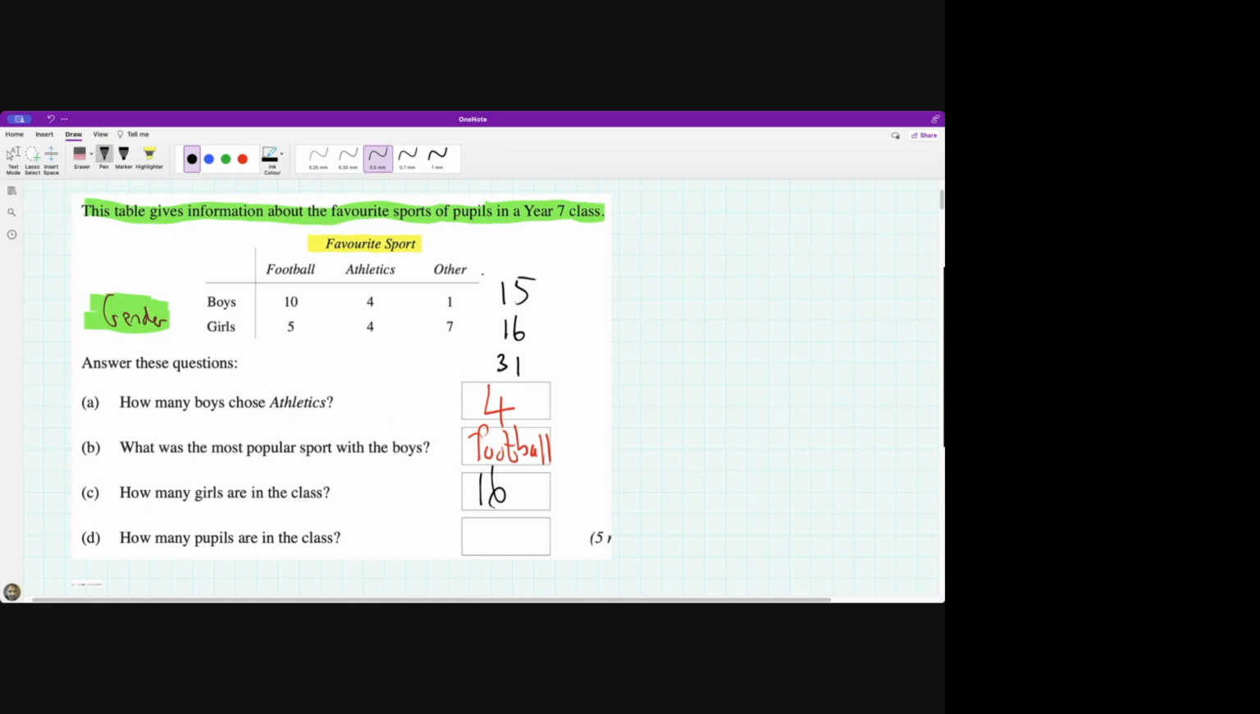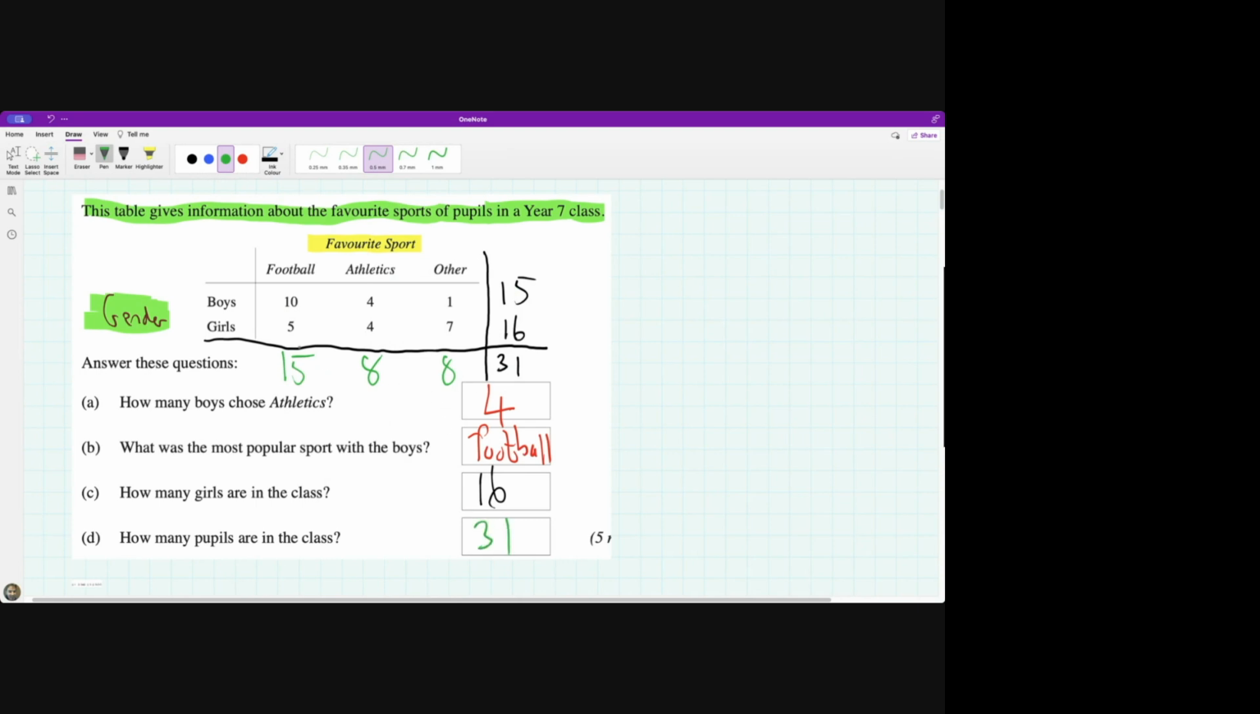But you know what I'm going to do is I'm going to show you with any table, it's very helpful to have a total column and a total row. So let's get a total row and a total column. So 15 for that, 8 for that, 8 for that. So how many pupils are in the class? Well, 15 plus 8 plus 8 gives me 31, or 15 plus 16 gives me 31.